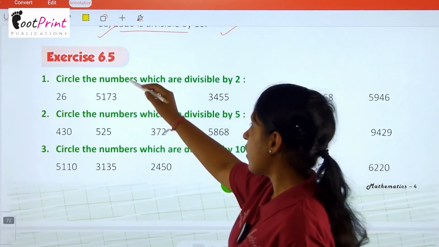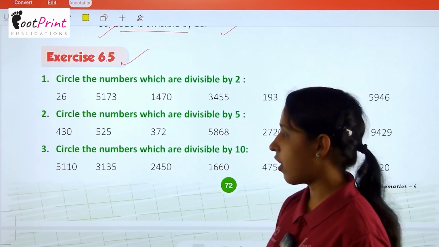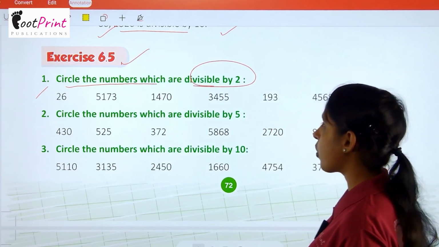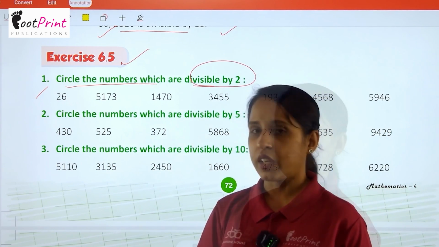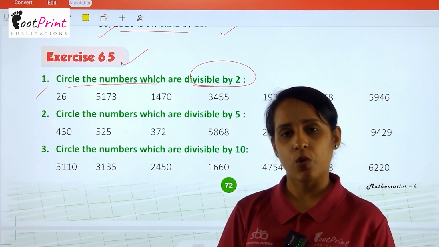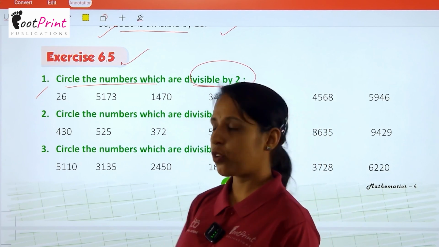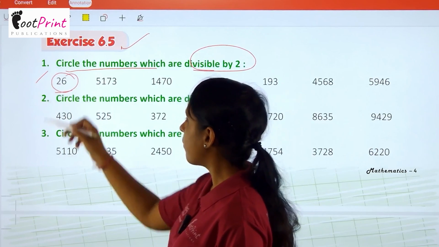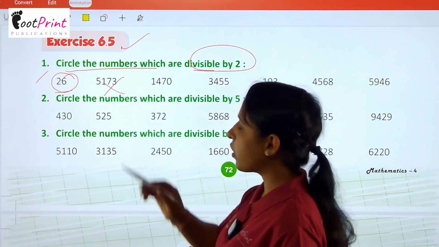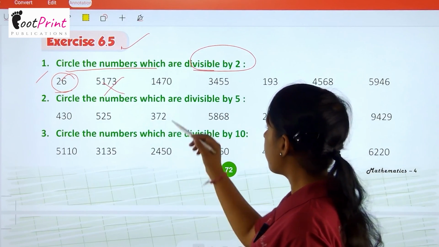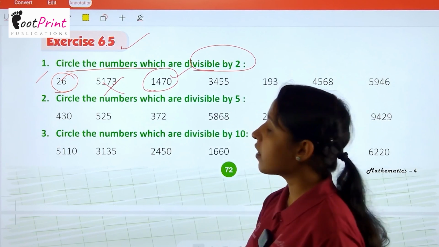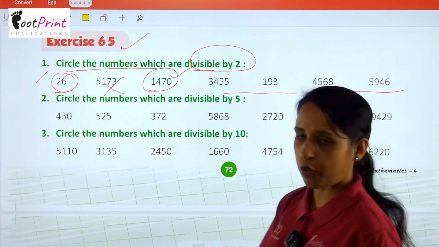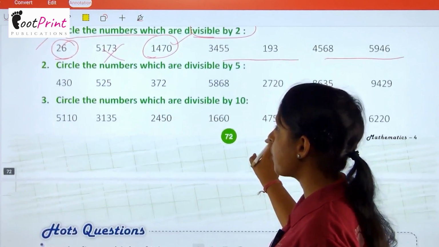Now we move to exercise 6.5, and the first question is, circle the numbers which are divisible by 2. As we know, if a number is even, it is divisible by 2. So we have to circle that. This one is an even number, this one is an odd number so it is not divisible by 2, this one is even. Just like that you have to solve all the questions.